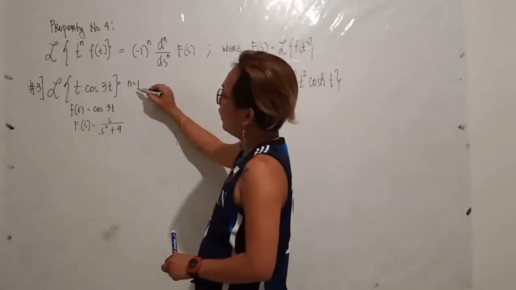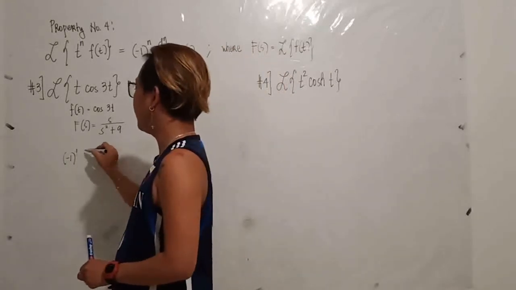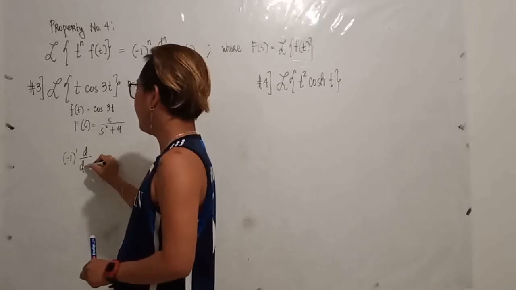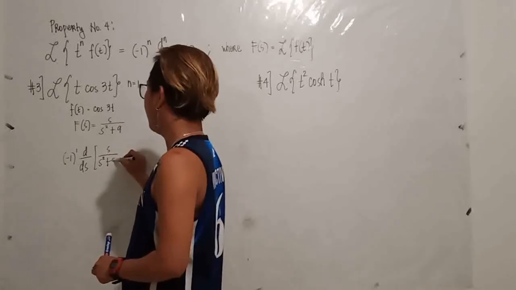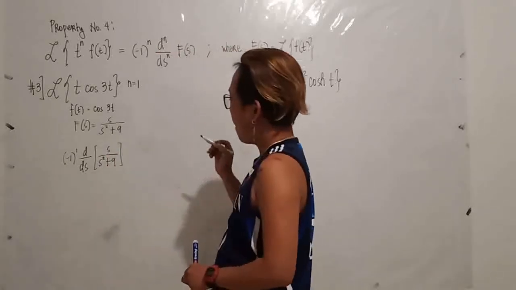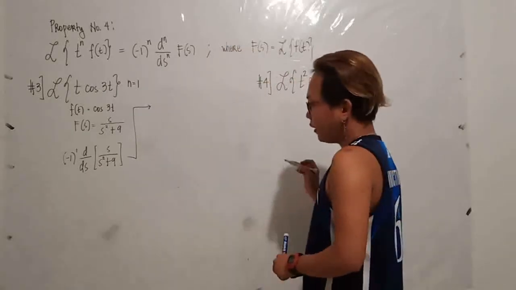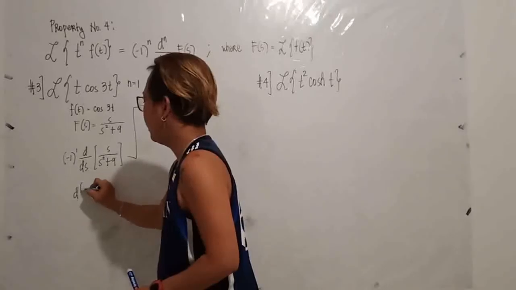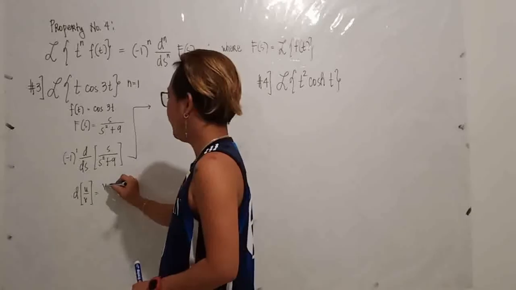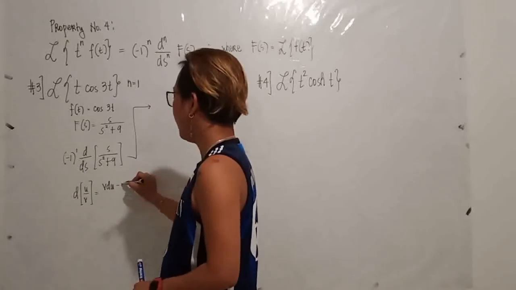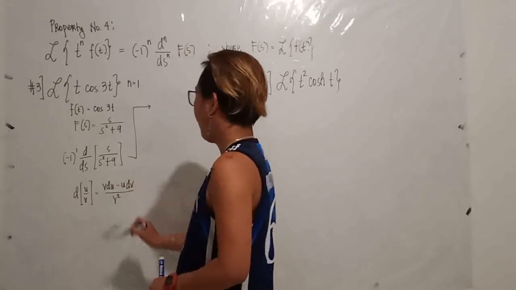So you will have to undergo first derivative. So that is negative 1 raised to 1. Then the first derivative of s over s squared plus 9. So you will now have the first derivative. This is under ng derivative of u over v. So this is v du minus u dv over v squared.